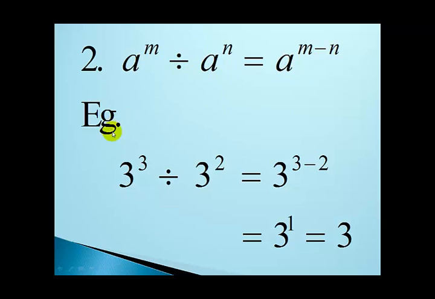Example, 3^3 divided by 3^2 is equal to 3^(3-2). Because the numbers are dividing, when we keep one of the bases constant, that is 3, we subtract the exponents. And so we have 3 minus 2. Now 3^(3-2) is equal to 3^1. And 3^1 is equal to 3.